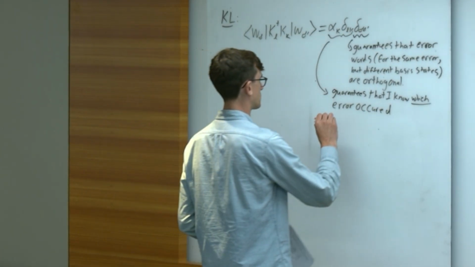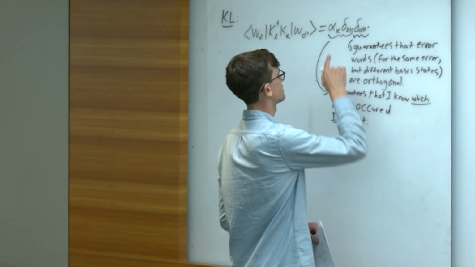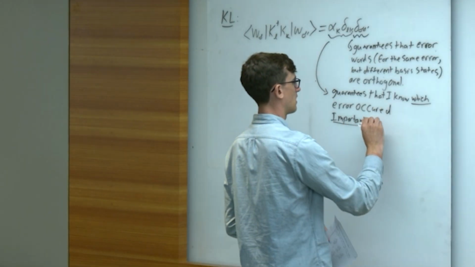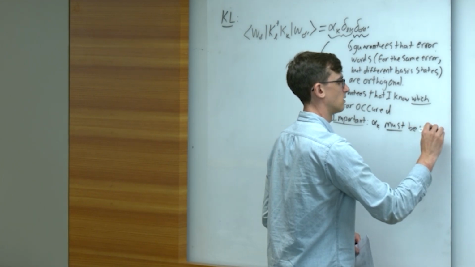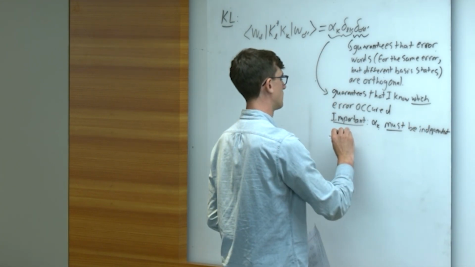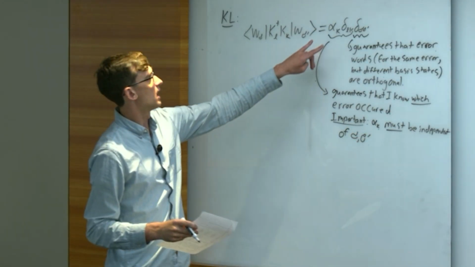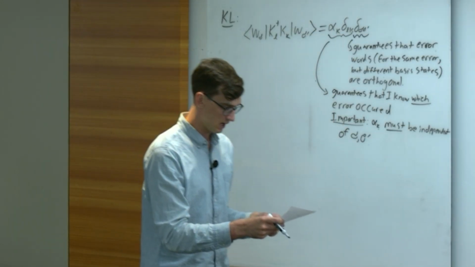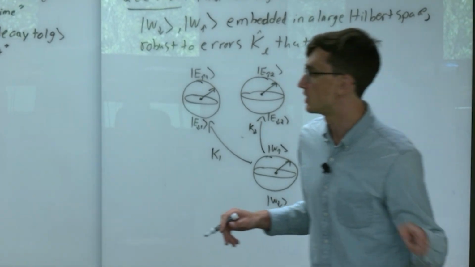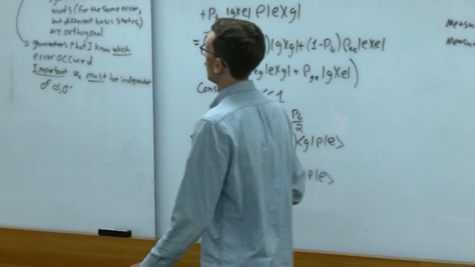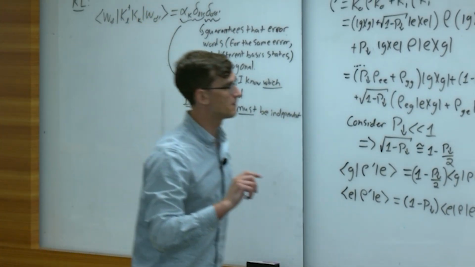And importantly, so important, this alpha_K part must be independent of sigma and sigma prime, right? The problem if alpha_K depends on sigma and sigma prime is that the environment will gain some information about what state I'm in. So maybe that will be more clear with an example.